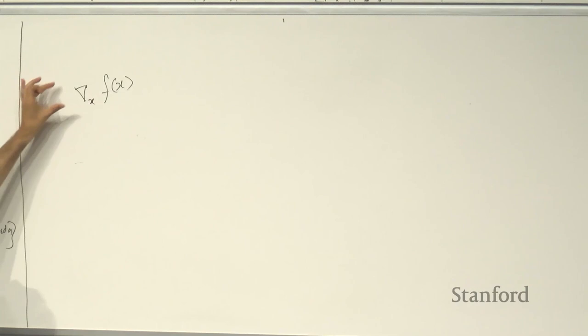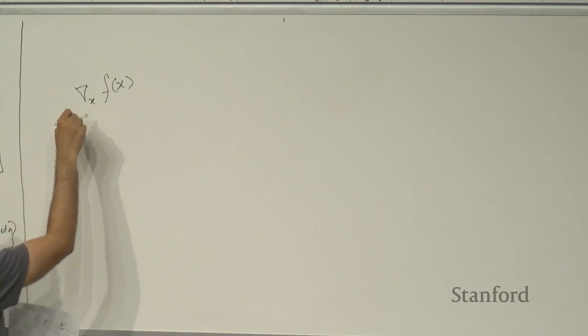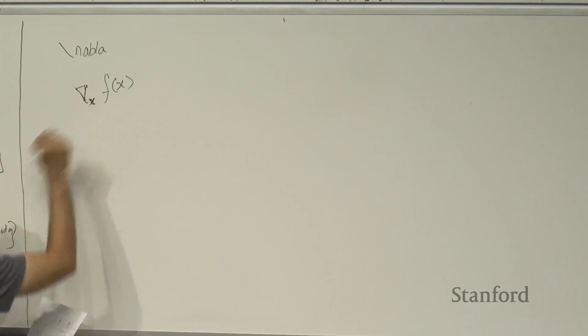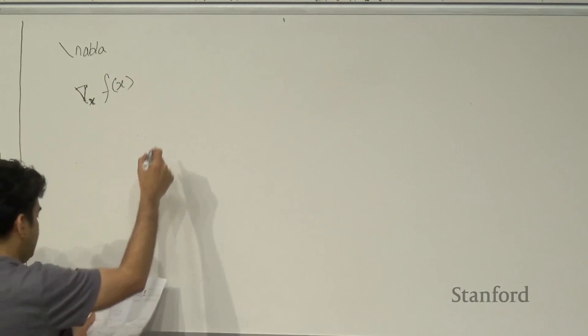The inverted triangle denotes the gradient symbol, and if you are writing your homeworks in LaTeX, to get the symbol in LaTeX you use backslash nabla, and the subscript for nabla indicates the variable with respect to which you're taking the gradient. And for gradients, this is going to be vector valued, obviously, and the definition is just this.